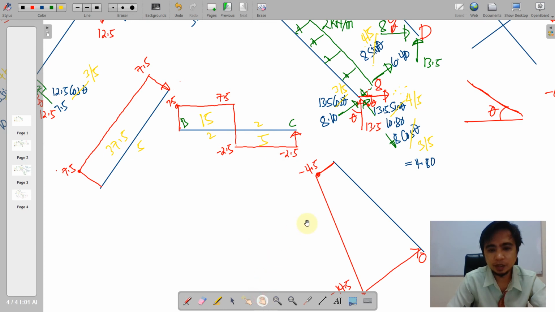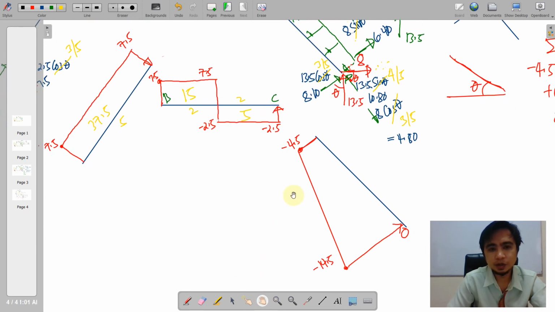Okay, finally we have here a trapezoidal area. Again, we note the distance. So trapezoidal formula, b1 plus b2 all over 2 times the height. So we'll yield to 47.5. So note that this is a negative area as well as this one.